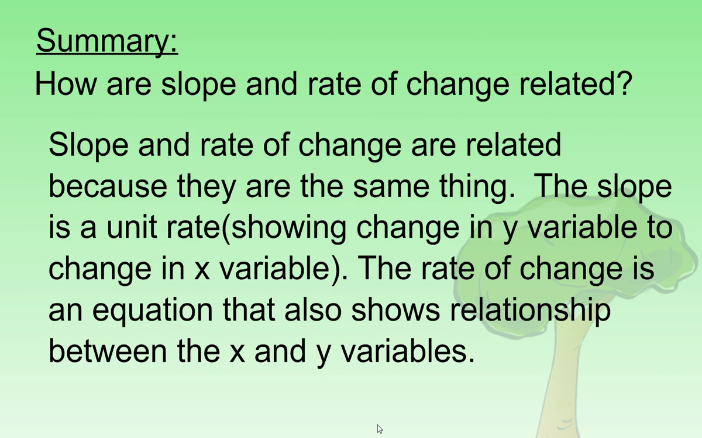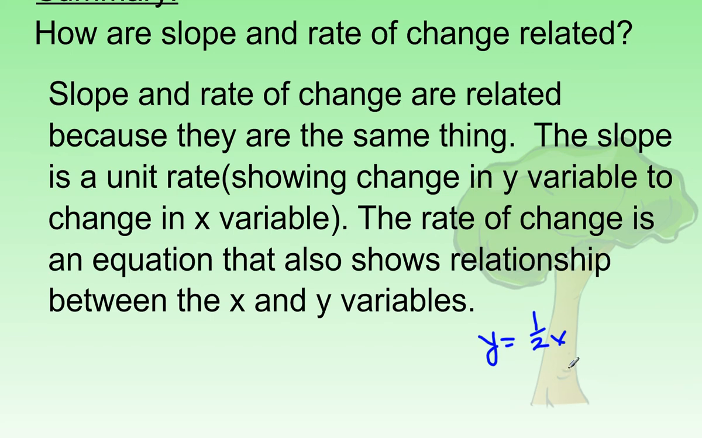So I have here, slope and rate of change are related because they are the same thing, essentially. The slope is a unit rate showing the change in the y variable to the change in the x variable. So every unit you go in x, the slope tells you how far you go in y. The rate of change is an equation that shows the relationship between the x and the y variables as well. So if you remember when we did the rate of change, you might get something like y equals 1/2 x. Well, that tells you for every unit you plug in here in x, if you plug in 1 for x, you go half a unit in y. If you plug 2 in for x, you go 1 unit in y. So it's essentially the same thing.